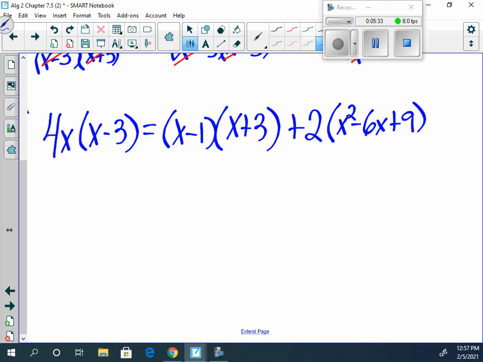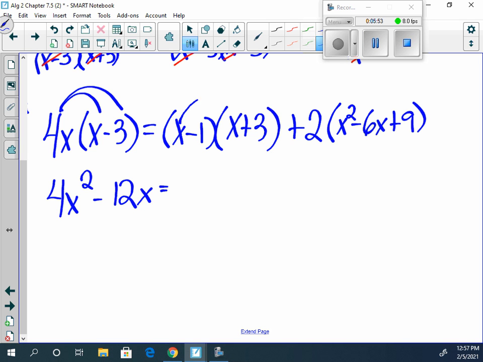So we can simplify these parentheses. The first thing we can do is distribute the 4x. Well, 4x times x will give us 4x squared. 4x times negative 3 will be negative 12x. So we just had to distribute that there.